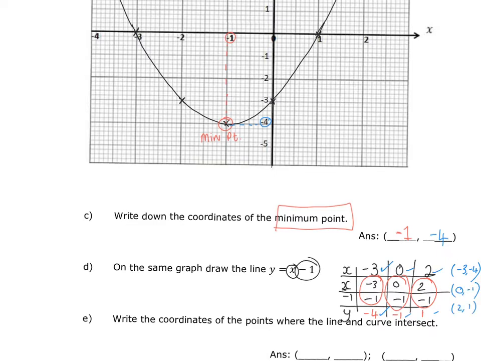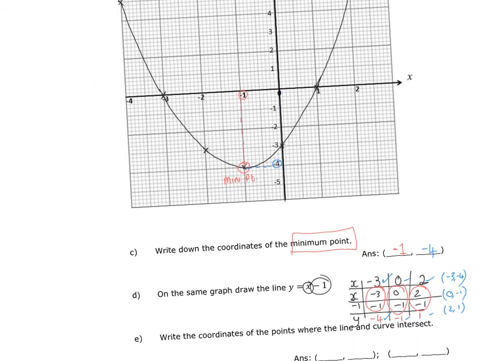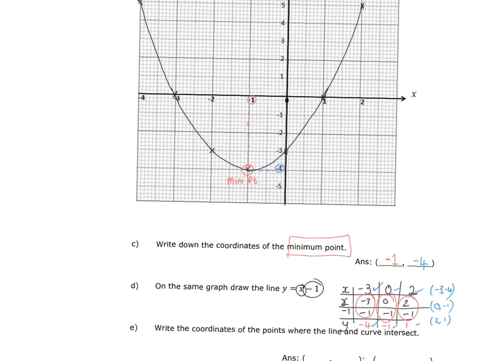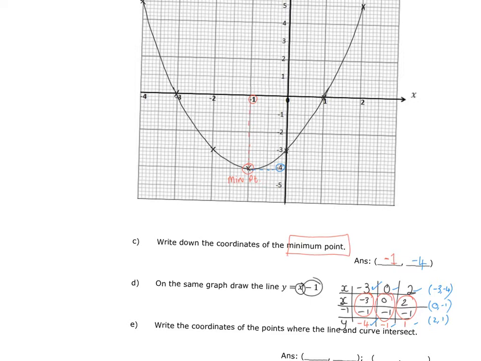Okay, so let's plot them out. So -3, -4. Let me do them in blue color. Then 3, -4. For x 0, y is -1, so it's this one. And 2, 1.